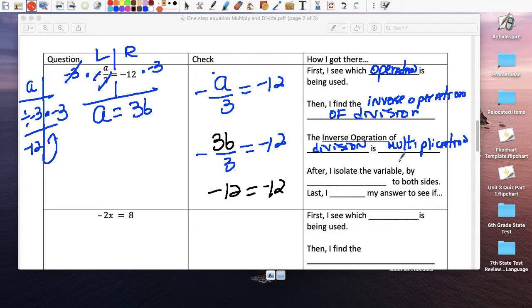After I isolate my variable, what did I do? I multiply -3 to both sides. Last, I check my answer to see if the left equals the right. To see if the left, and I'm going to change this, the left equals the right.